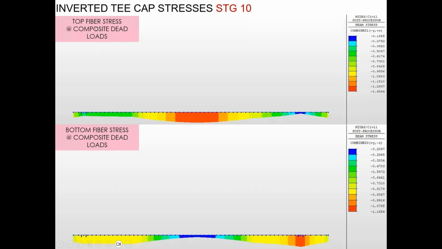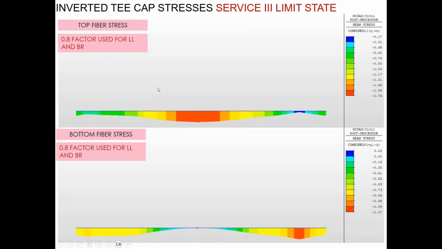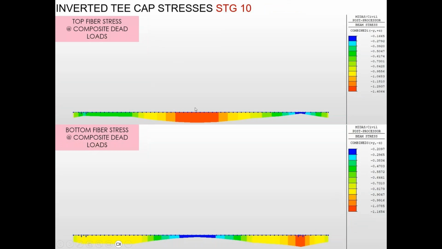Then going forward, all of this is just adding loads for all different cases. So basically adding more compression on the top fiber and reducing the compression on the bottom fiber, and hopefully not ending up with much tension on the bottom fiber.